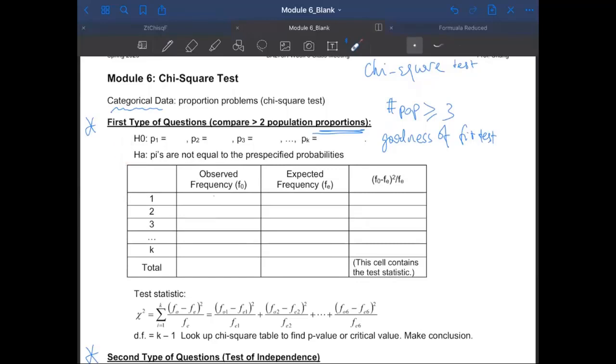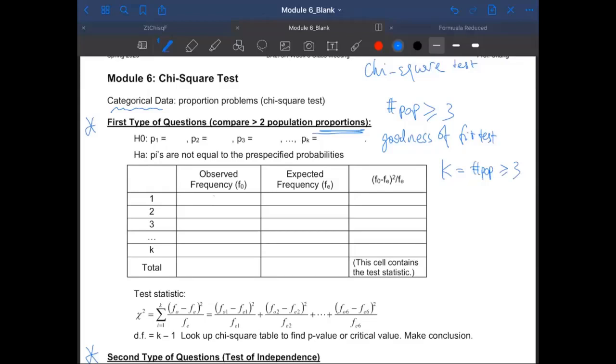For the first type of question, the null is typically set up this way: P1 equals some proportion, P2 equals P3 and P4, and so on and so forth, depending on the number of populations you have. I'm going to write it down here. K represents the number of populations. I'm going to remind you again, K has to be at least 3.